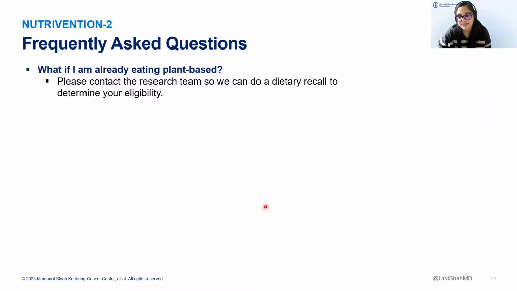And then additionally, if you're eating plant-based already, as I mentioned, that is in the eligibility criteria to not be eating plant-based. We can discuss if you're plant-based and do a formal, what we call a dietary recall, to determine if you're eligible based on the percentage of whole food plant-based that you are.